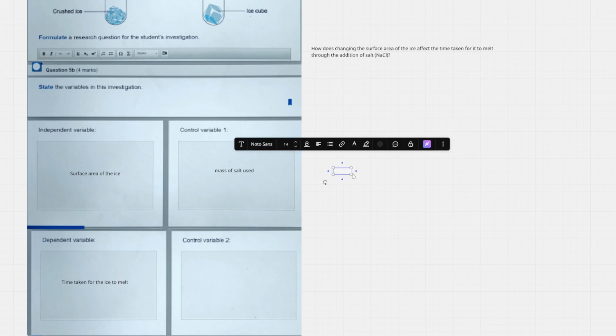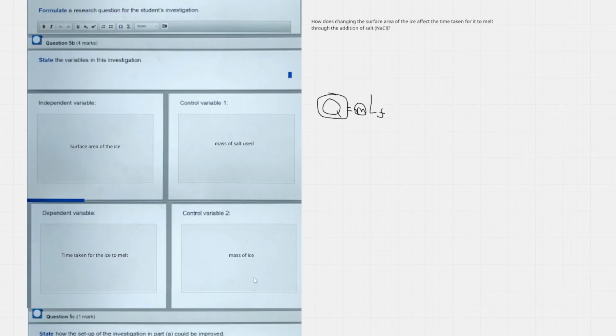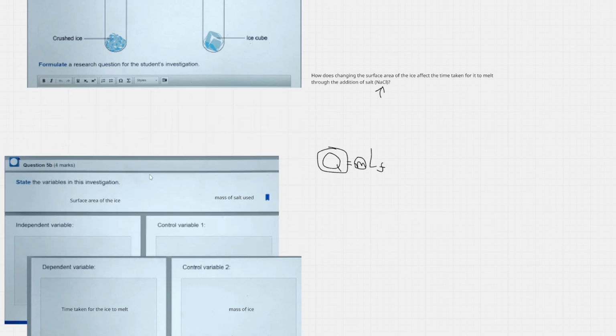And we're gonna have mass of ice, because of course if you have more mass of ice, it would result in more energy. If any of you have taken physics, Q is equal to mc delta T, but for ice it would be mL, latent heat of fusion. If you increase the mass, it would also increase the energy you would have to give. So we're gonna have mass of ice. And we have already established another control variable, addition of salt, NaCl. This is one that you can write if you don't remember any of these.